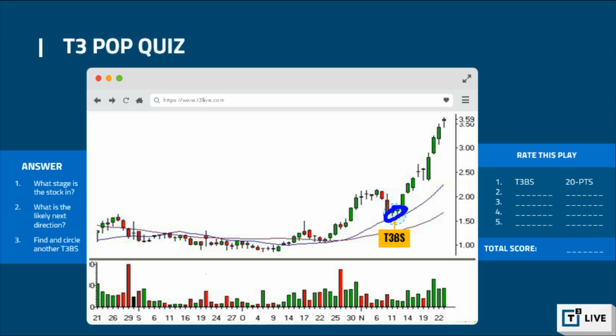Can you actually find another buy setup? Was there another buy setup that you can spot on the chart? Anybody?